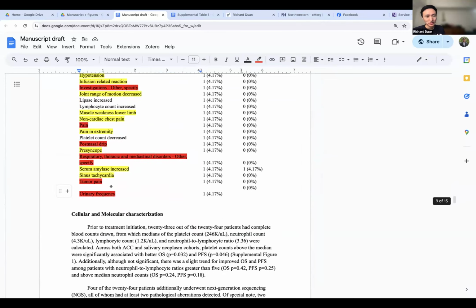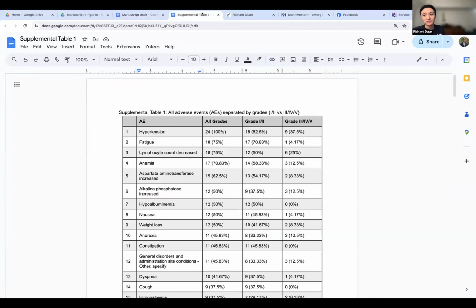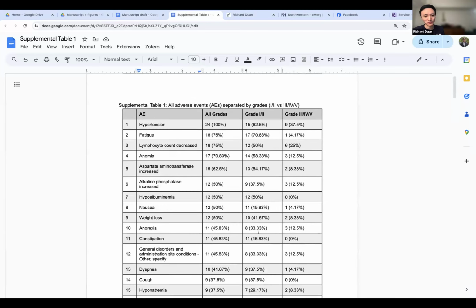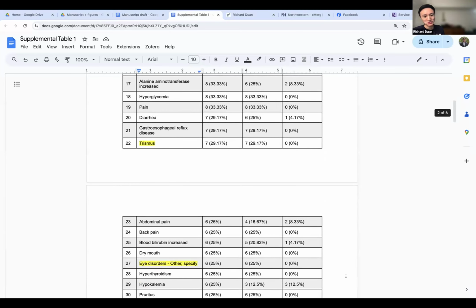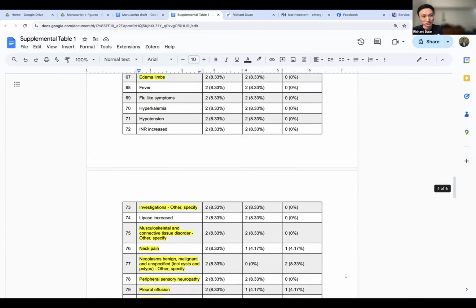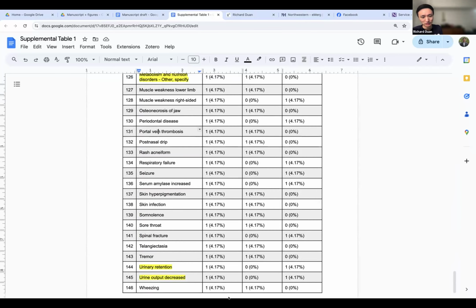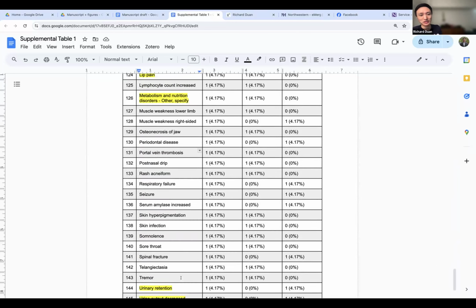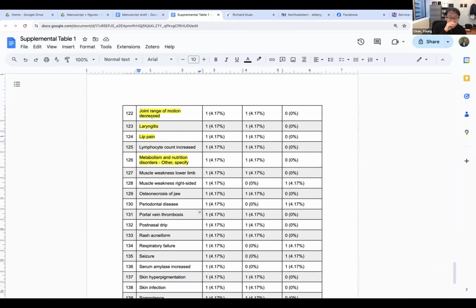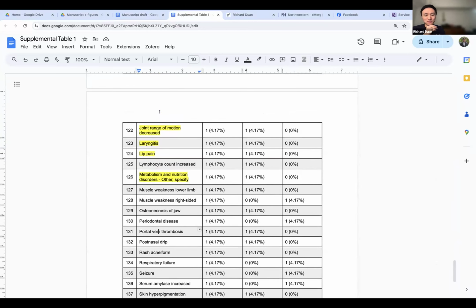And then a similar question for all adverse events. There were some where I wasn't sure if it could count as an adverse event. A lot of ones down here, like urinary retention, urinary output decrease, lip pain, laryngitis, joint range of motion decrease. What's the criteria for an adverse event? Not immune related, but just any adverse event. Can anything be an adverse event? Yeah. Anything can be an adverse event.